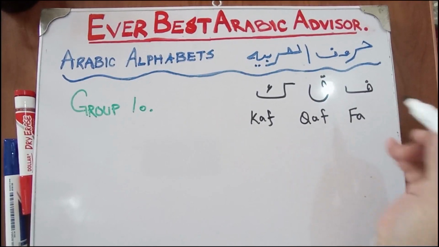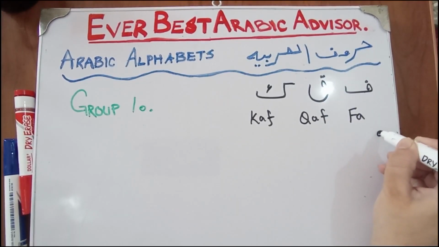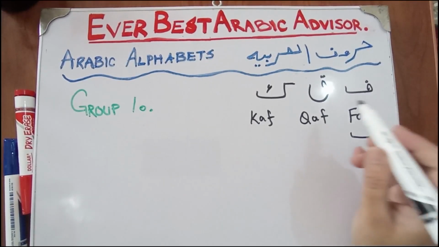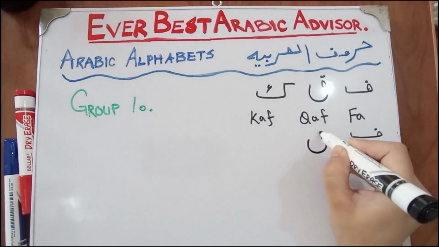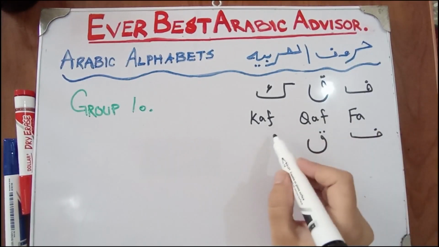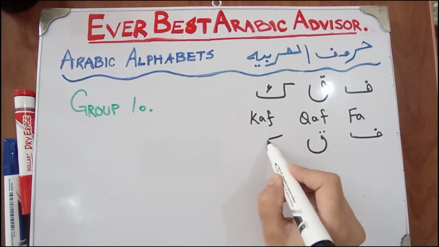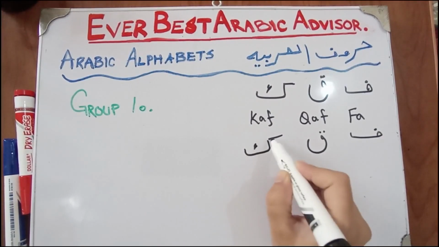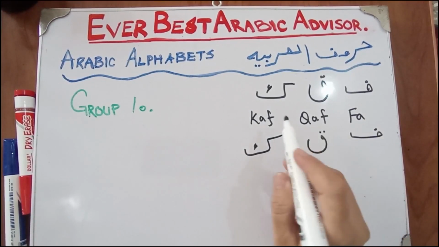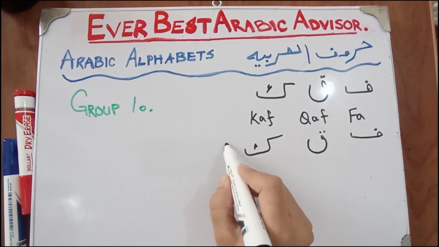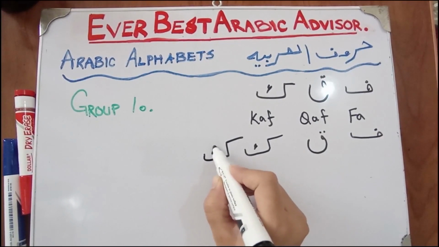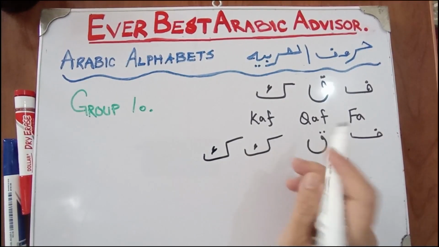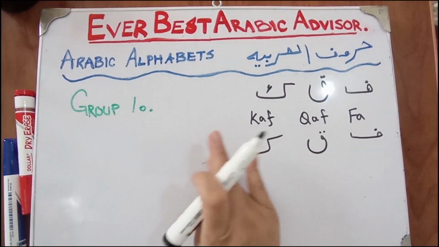Let's try how to write it. The round circle will be the basic shape. This is fa. But when the round circle goes with another circle, it is qaf. And it is kaf with the stick and this one, and it is usually attached. In writing we may attach it. So these are the 3 letters.